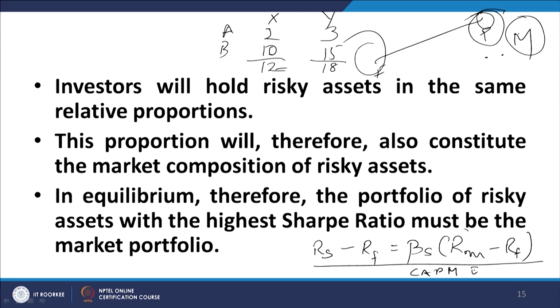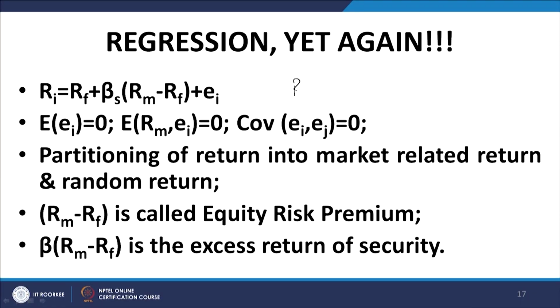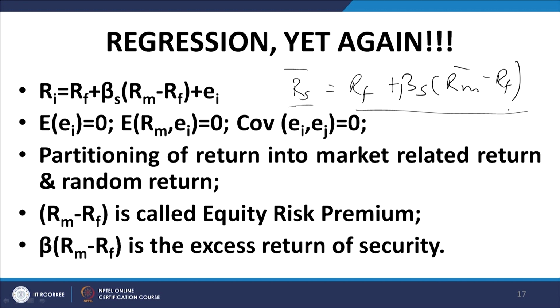Of course, we need to put a bar here. So what did we have? We had RS bar is equal to RF plus beta S into RM bar minus RF. Now, please note this bar means on the average. On the average, the expected return from a security S will be given by this expression. And this implies two things.